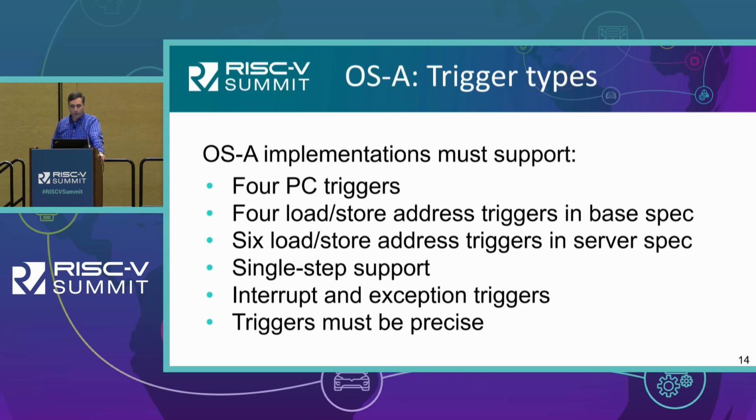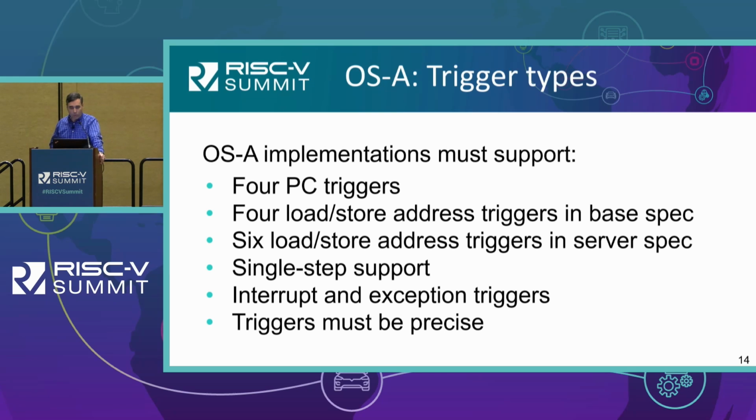When dealing with an OSA-compliant implementation, the debugger can count on these features being present. So at least 4 PC triggers. And I haven't really mentioned it so far, but there are 2 variants of the OSA platform which have mostly the same requirements. Everything I've said so far has been the same. But here's one place where they differ. The base platform spec requires 4 load store address triggers, and the server platform requires 6.